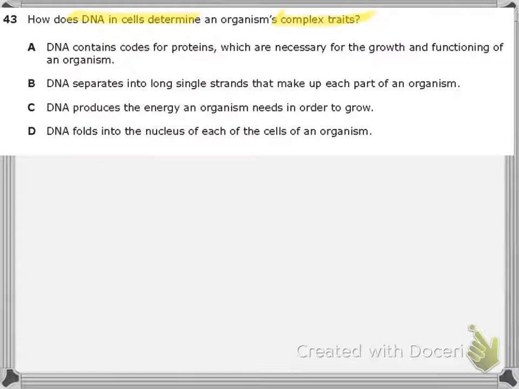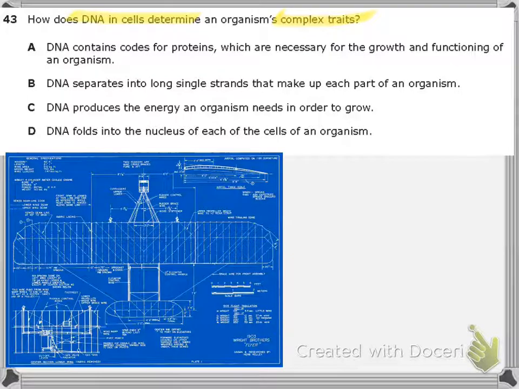Okay, so let's look at C. C says DNA produces the energy for an organism's needs in order to grow. Well, what produces energy in an organism? So let's talk about humans, for example. In humans, mitochondria is what produces energy, right? So that's not DNA. DNA might hold the directions for the mitochondria, but the DNA itself does not produce the mitochondria.